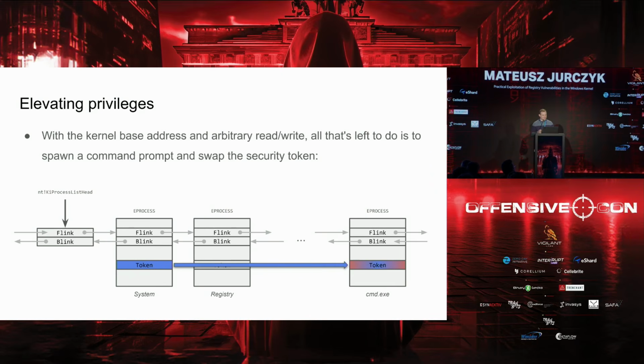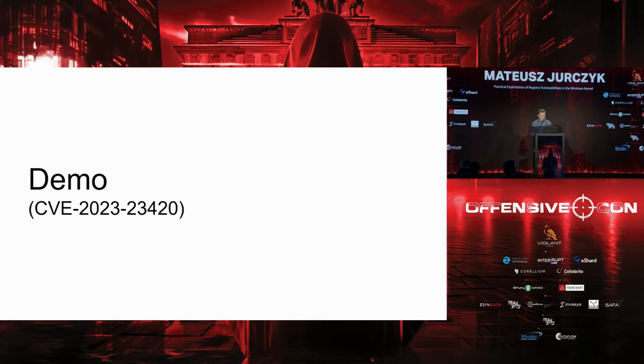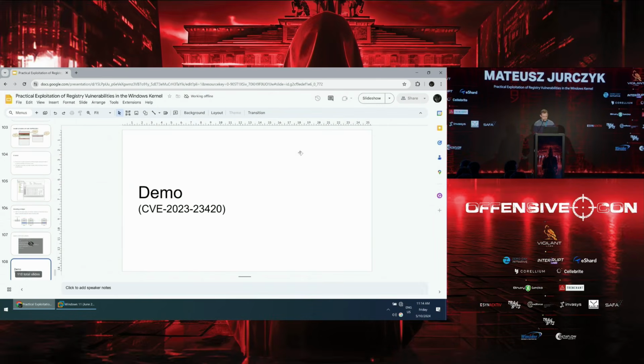Elevating privileges with this is, of course, super simple. If we have this arbitrary read and write, we can just iterate over the list of processes in the system, find our own process, find the system process, and steal the token of the system process to get admin privileges without executing any kernel code of our own. So now is the time for the demo.